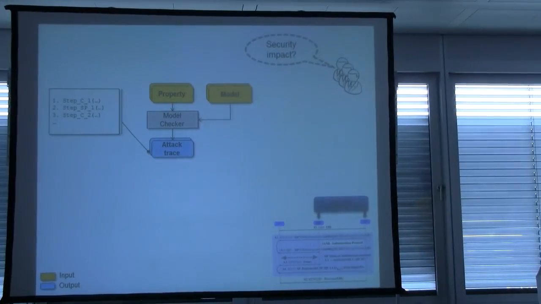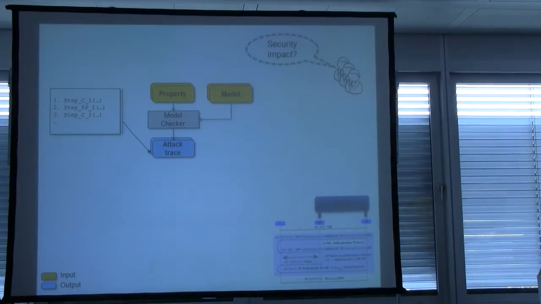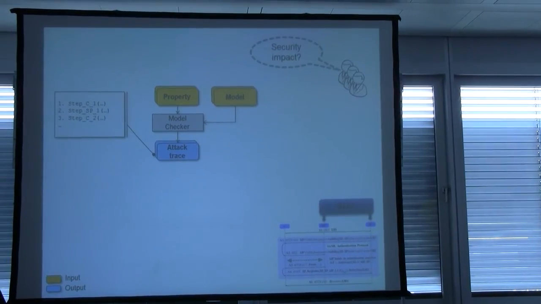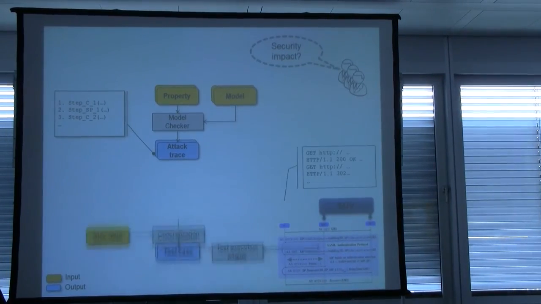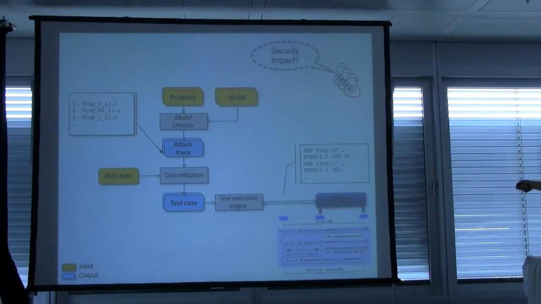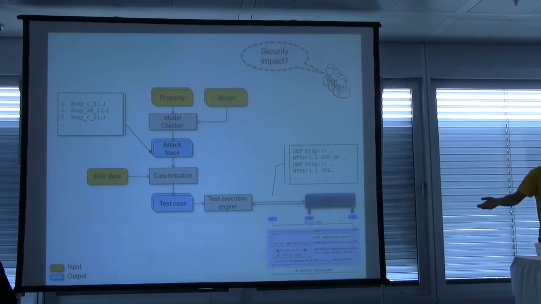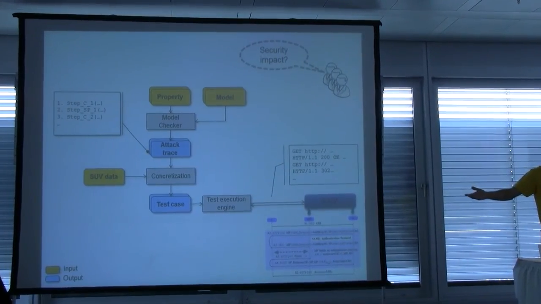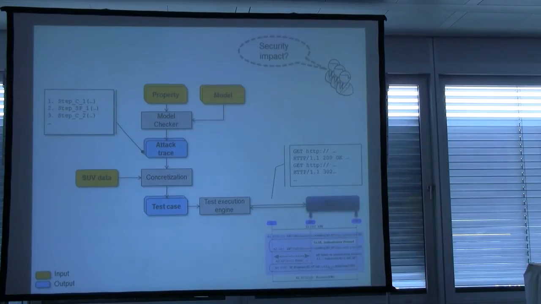And so what? Is the real system really affected by that abstract trace, yes or no? What we do is basically transform this abstract attack trace into a set of HTTP requests and HTTP responses for the system under validation, to check whether the system under validation really suffered from that vulnerability. And to do that, of course, I need to provide some information.